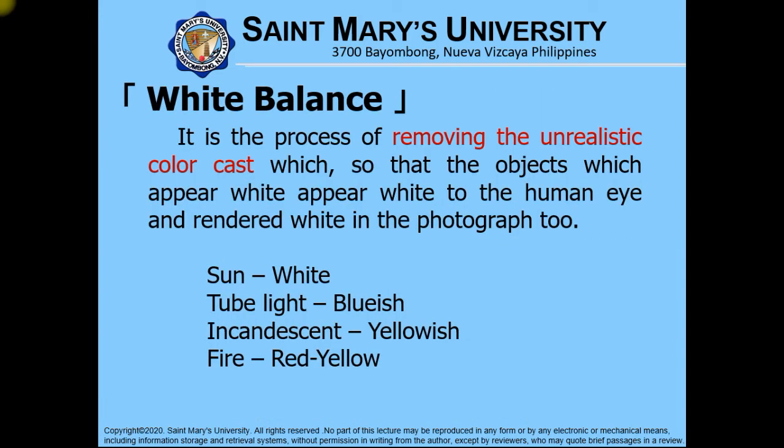Another terminology is white balance. It is a process of removing unrealistic color casts, so that objects which appear white to the human eye are rendered white in the photograph too. White balance is important because in a photograph we tend to see different white lights. For example, an incandescent light is somewhat yellowish, fire is red-yellow, a tube light is bluish, and the sun is white. We want white to appear white to the human eye and also in the photograph.